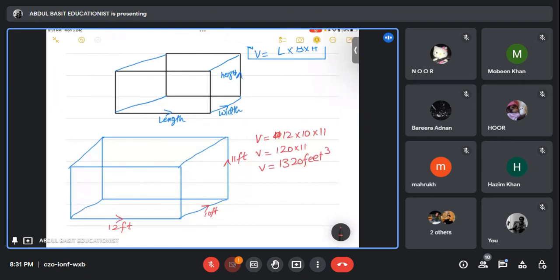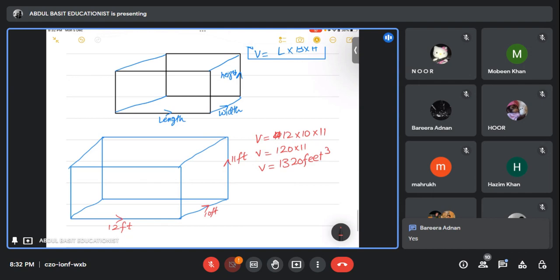Okay. Is it clear? So it means that I can store some luggage inside this room of volume 1320 feet cube. That's the capacity of this room. That's how people take the capacity of a hall or a classroom: one chair occupies that much volume, so how many chairs will occupy the room. That's how they calculate that the capacity of the hall is 500 students, or 200 people in a cinema hall. I hope this is clear. Is it clear? Yes or no?